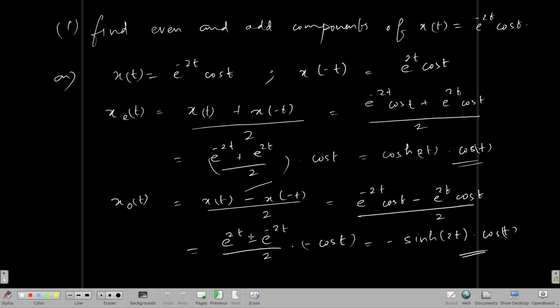Okay, so that was a simple problem, and most of the problems in finding the even and odd components of a signal will be easy, because we just have to find x of minus t and replace it in the formula. It's easy, and I shall put more of these problems in the classroom, so that you can practice on that.